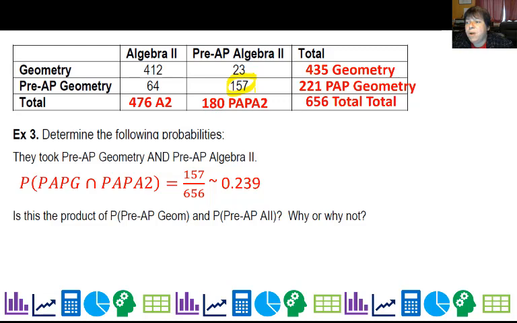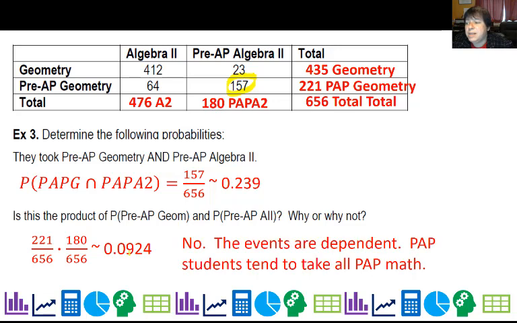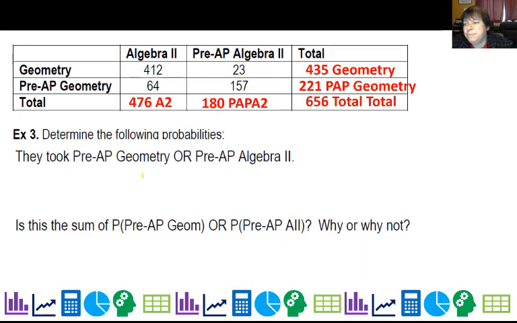Now, does the product of pre-AP Geometry times pre-AP Algebra 2 work? Why or why not? So when I multiply these, I don't actually get the same probability. That's because the events are dependent. Pre-AP students tend to take all pre-AP math, and so they tend to be in the same grouping. So when things are dependent, you can't just multiply the probability of, oh, if they're in pre-AP Algebra 2 and pre-AP Geometry, I'll just multiply those probabilities. Doesn't quite work so well.